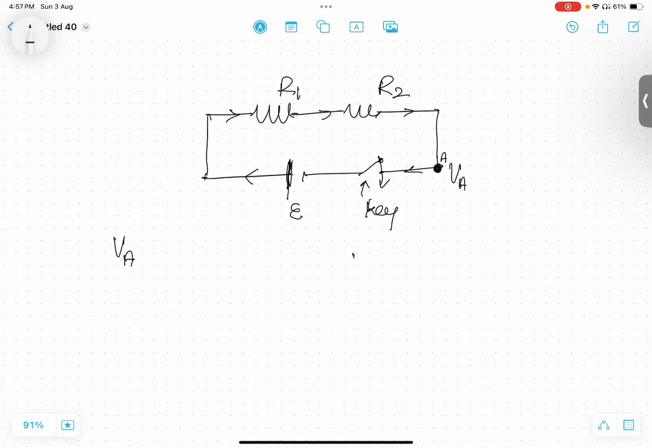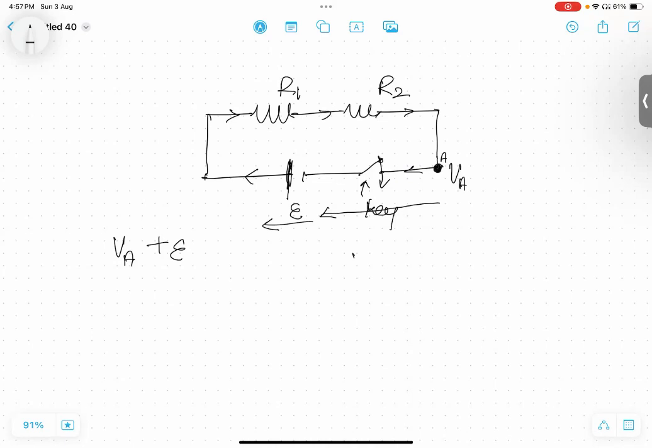Okay. And I will start moving in the loop like this. You can choose any direction. I am choosing to move clockwise in the loop. So I'm moving in this direction. I will cross the battery. And when I cross the battery, the charge is starting from this point. It has potential VA, and when I cross the battery, it will gain a potential of E.